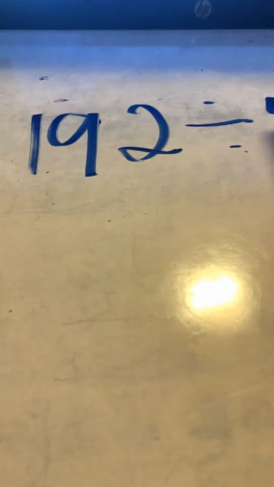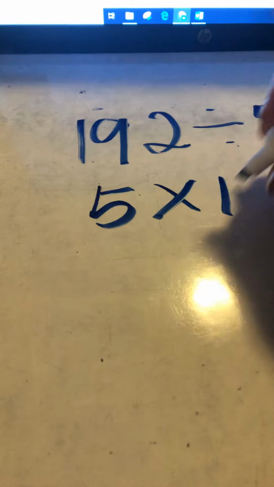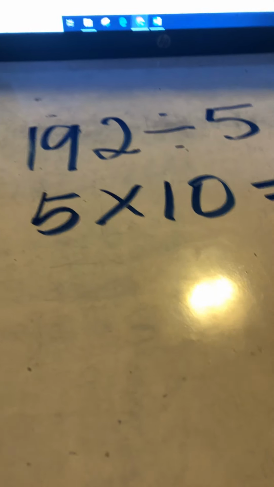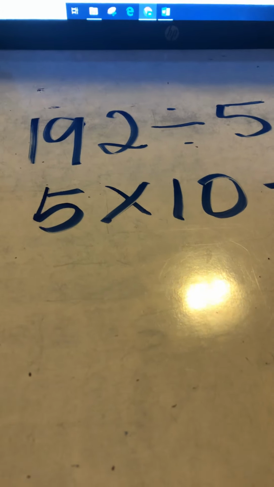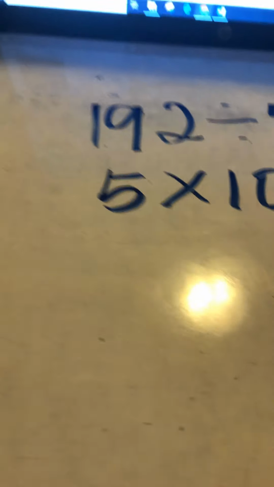Okay, so on this problem, on number 2, we have 192 divided by 5. Here's what you need to do. So working in multiples of 10, take 5 and see what 5 times 10 is equal to. Well, that's equal to 50, right? Okay, so that's not too close to 192. We still got a long ways to go, right?